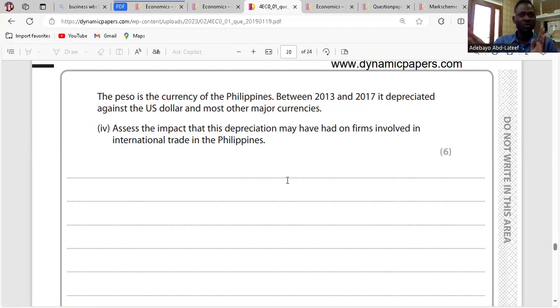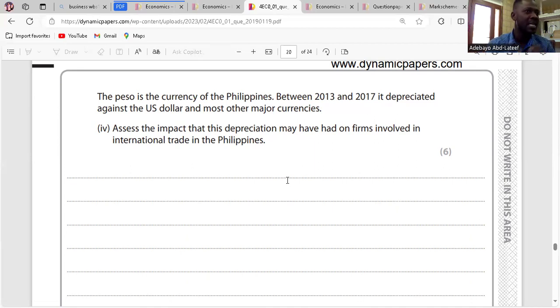I told you when we are having exchange rate as a topic, we talked about depreciation and devaluation. Depreciation represents floating exchange rate. Devaluation represents fixed exchange rate. Appreciation represents floating exchange rate. Revaluation represents fixed exchange rate. I think the point is clear there. So now they ask, what are the impacts of depreciation?